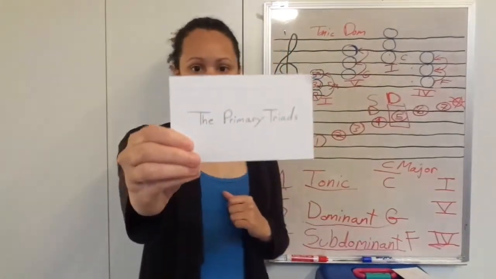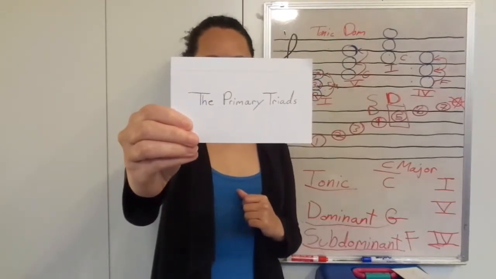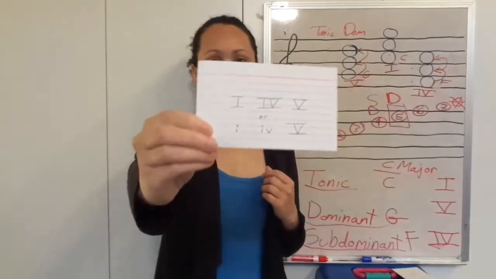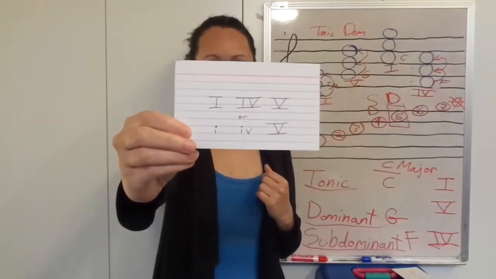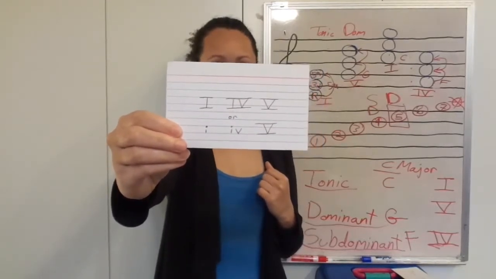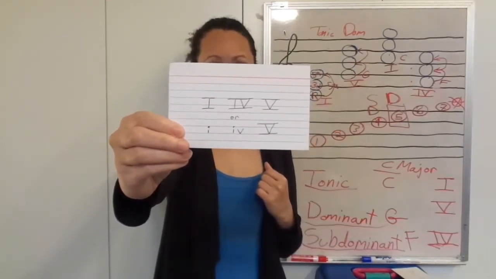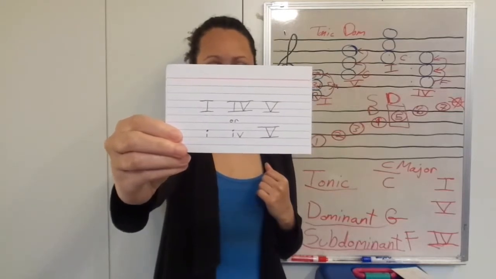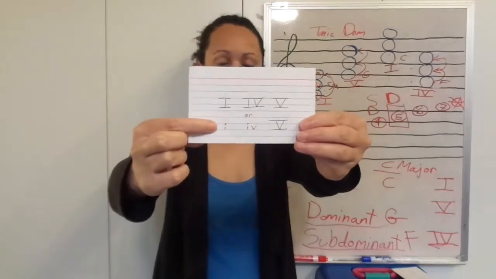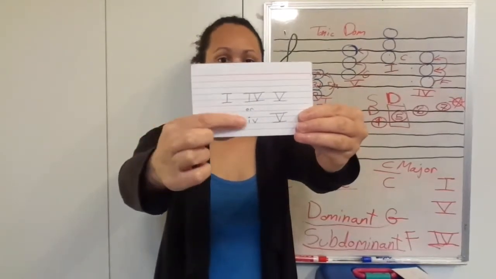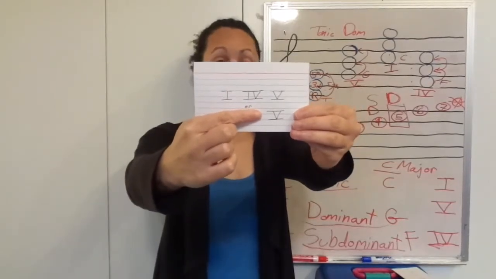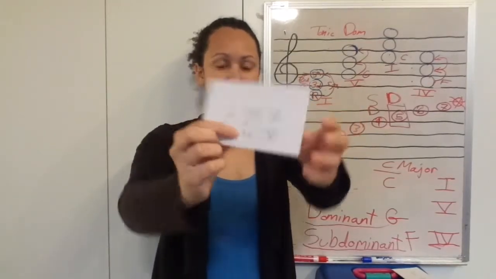Get out another one, write on it primary chords, and then go ahead and put the primary chords, the capital I for 1, the capital IV for 4, and the capital V for 5. And if you want to put the ones for minor as well, they will look like this. Lowercase i for 1, lowercase iv for 4, and capital V for 5.